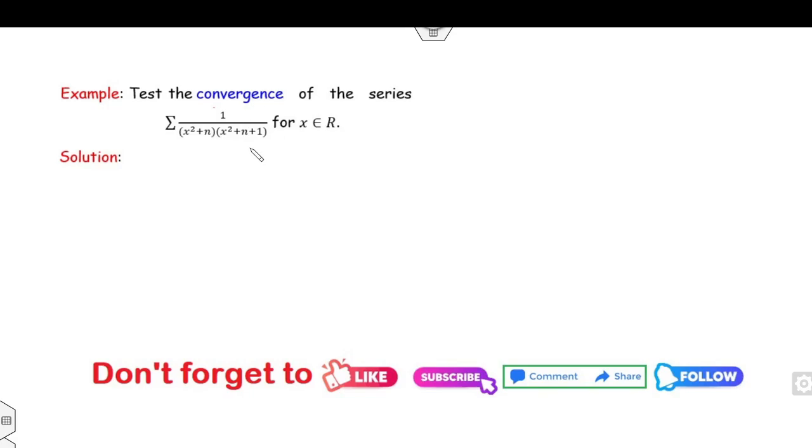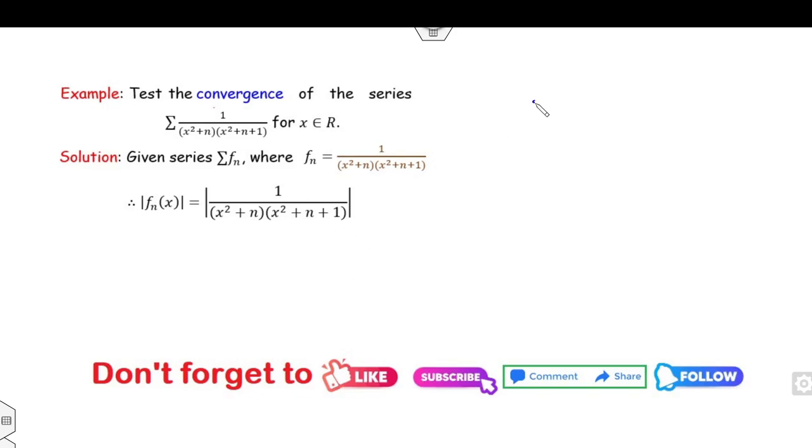Again, to test the convergence of the series, this expression is represented by Fn. I can start with the modulus of Fn. Again, x belongs to the real line R. Then we can say x square is always a positive number. This value is positive because n is a natural number which is always greater than 0. This number is positive.